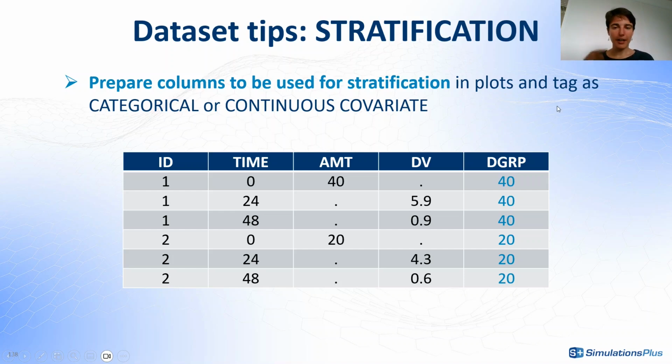You can also think ahead about how you would like to stratify your plots. Any variables that you may want to use to stratify your plots, be careful to tag it as a categorical or continuous covariate when you tag your dataset. Here, for example, I have a dose group column. Tag it right away as categorical covariate, for instance, so that you can then easily stratify your plots once you get your results.